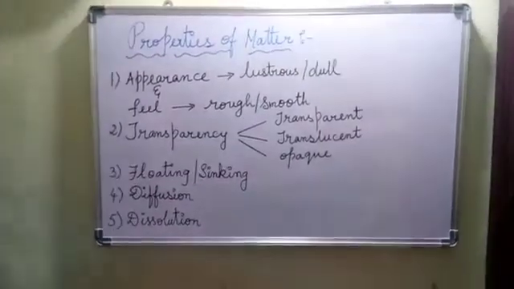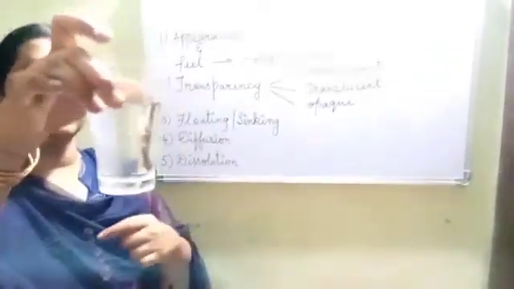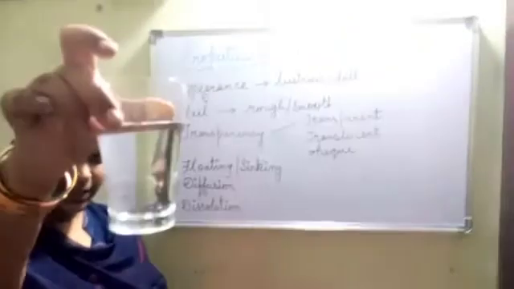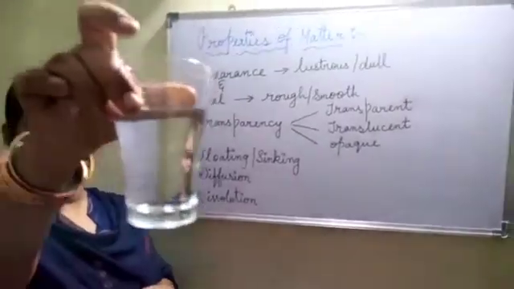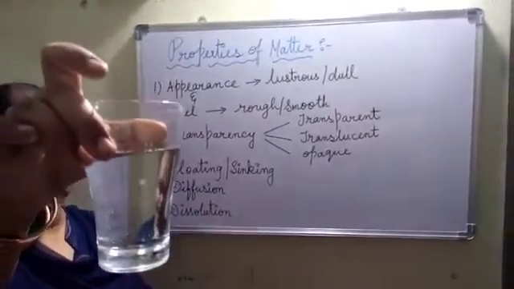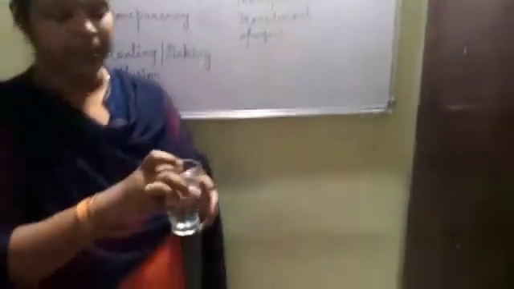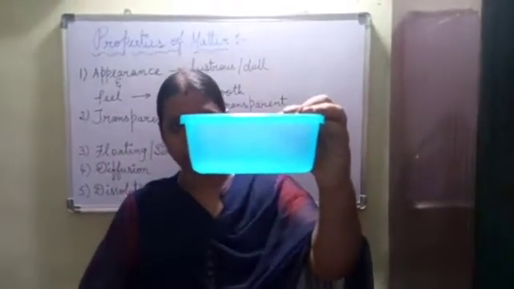Now coming to transparency. Transparency means the materials which allow light to pass through them. Children, see here, this is a glass which is filled with water. Can you see the water inside this glass? Yes. How are you able to see it? Because it allows the light to pass through it. Those materials which allow light to pass through them are called transparent materials. Here I have taken a plastic one and I am allowing the light to pass through it. Can you see the object on the other side?